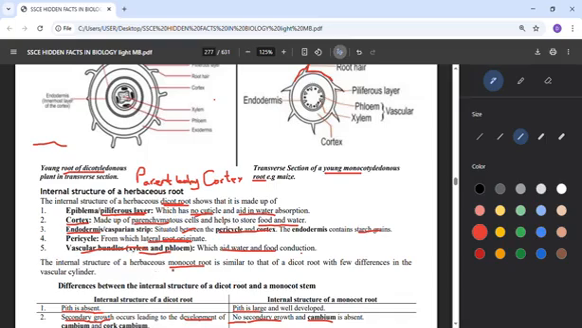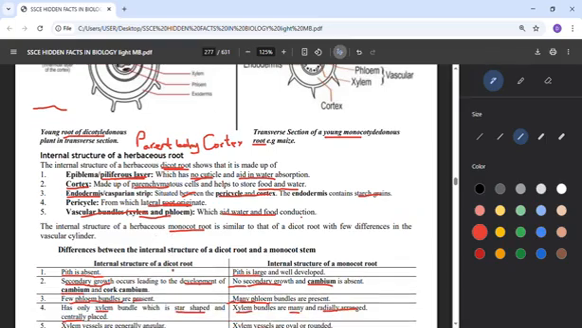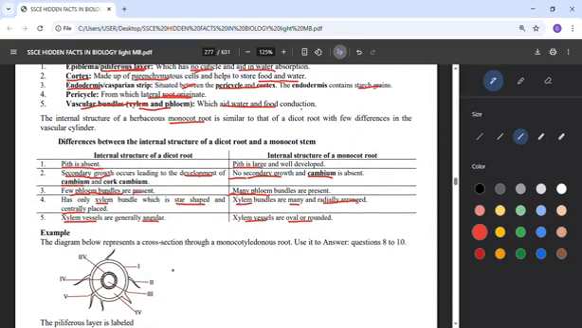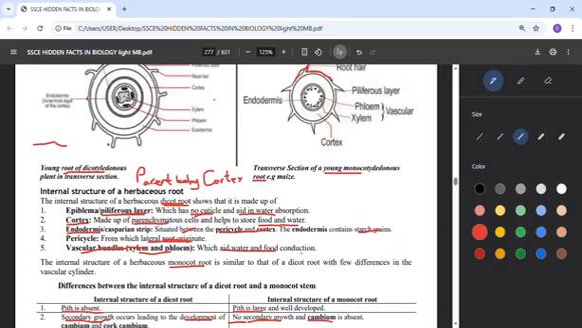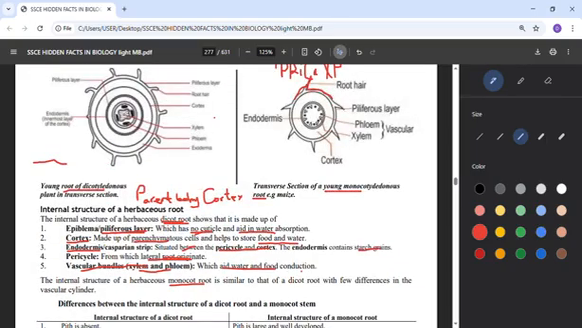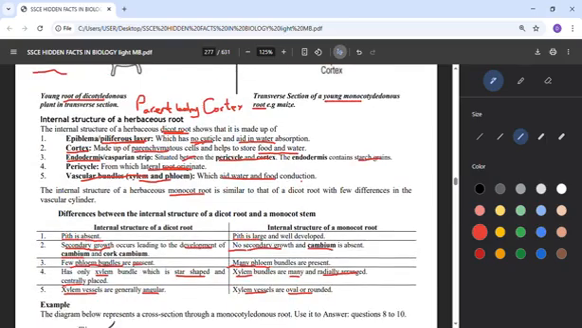The internal structure of herbaceous monocot root is similar to that of dicot roots with a few differences. So let's quickly look at the differences between the internal structure of a dicot root and that of a monocot root. For a dicot root, pith is absent. When you say dicot root, this is it here, so there is no pith at the center. But for a monocot root, pith is large and well developed.